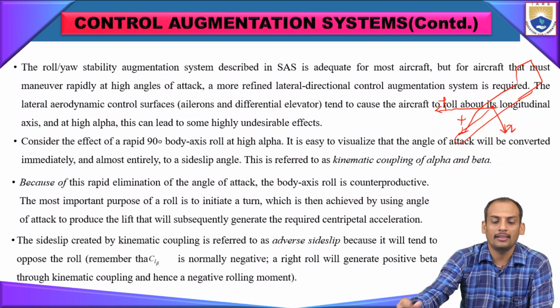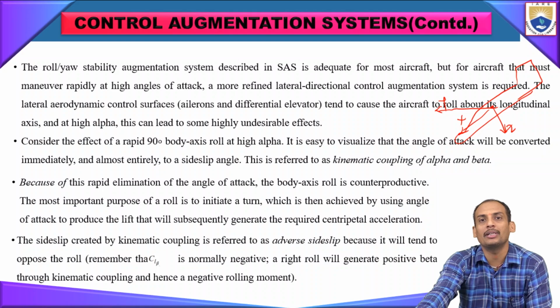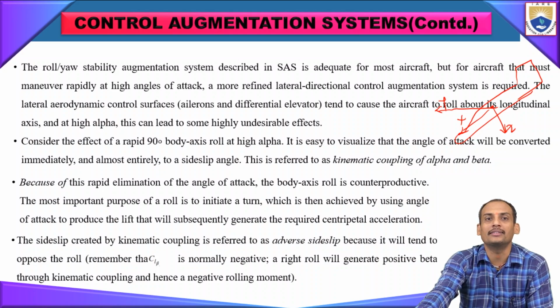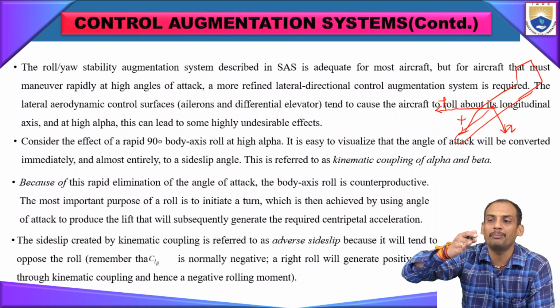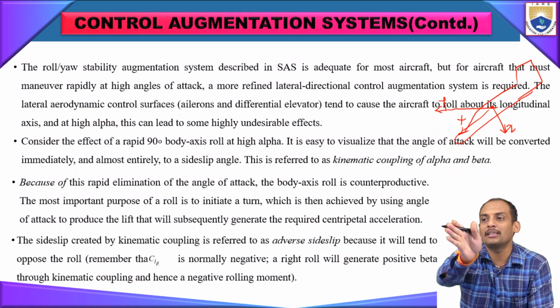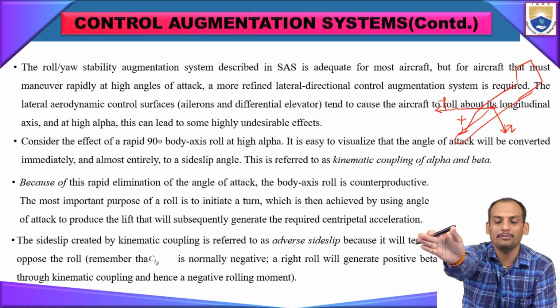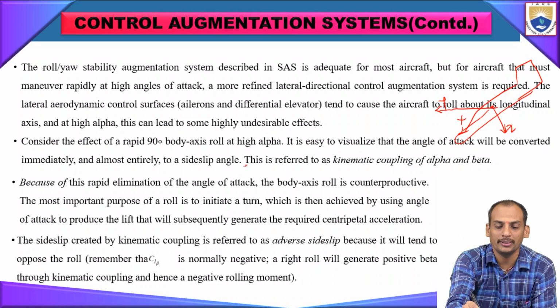Because of the rapid rotation of the angle of attack, the body axis rolling moment is counter-productive. Most of the purpose of the rolling moment will subsequently generate the required centripetal acceleration, because when it is sideslipping like this and making some pitching moment, it turns like that. While it is turning like this, you see here.